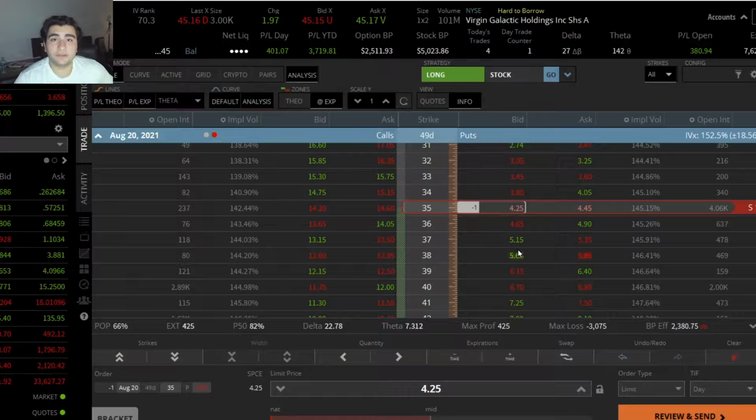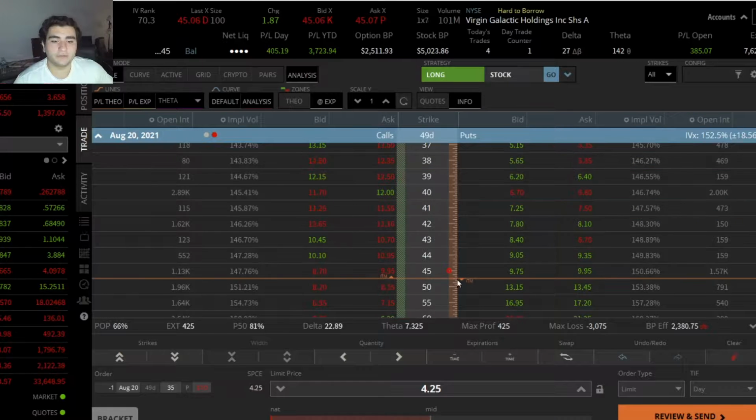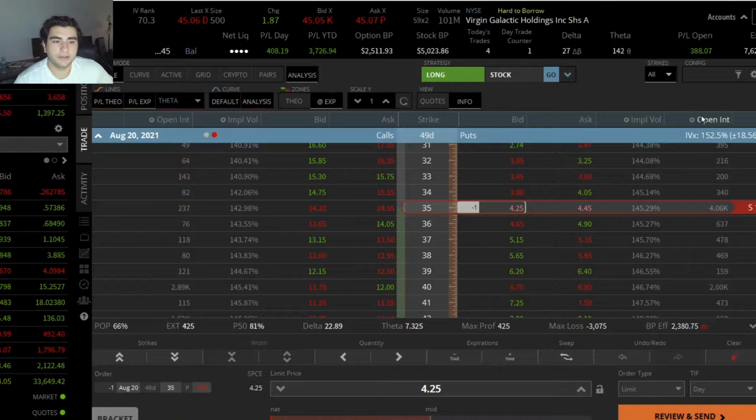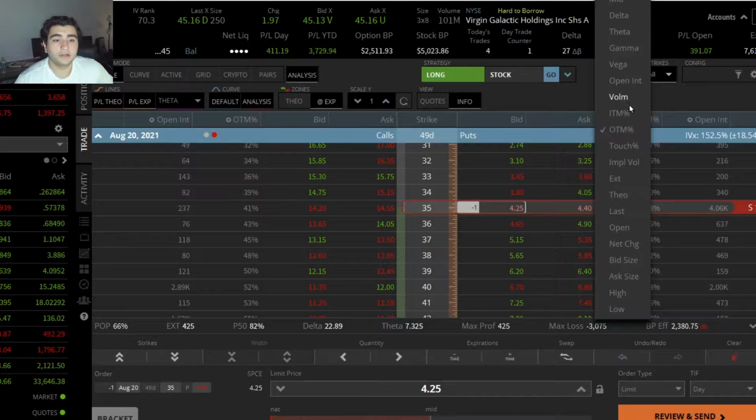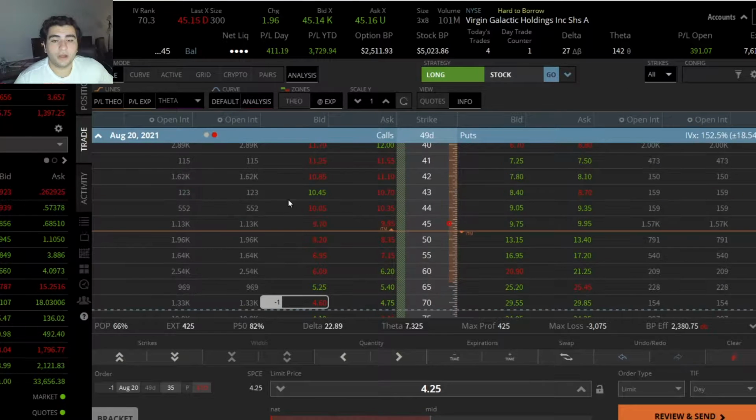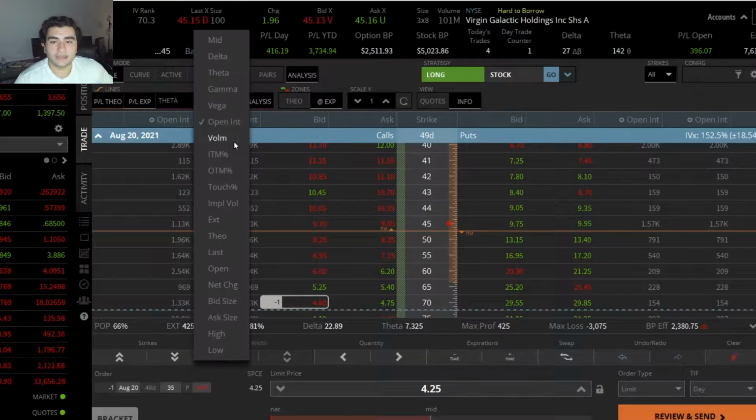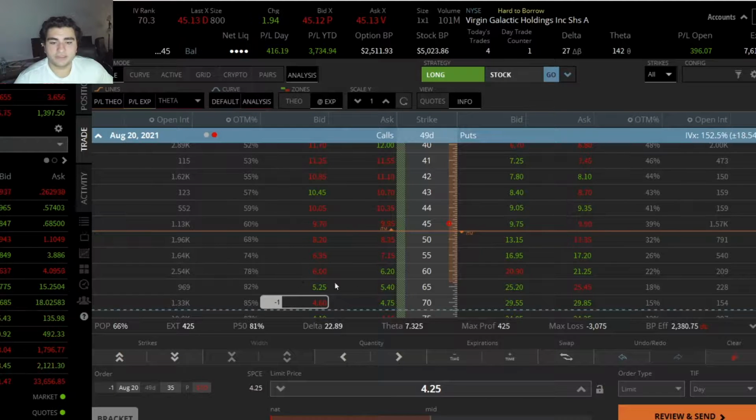Going back to the original example, I am required to buy 100 shares at $35 a share if the buyer of this put chooses to assign. Right now, Virgin Galactic SPCE is trading at $45 a share roughly. So this put is $35 per share. So right now this put is out of the money, as we see the in the money, out of the money strike line right here. This is out of the money. If we pull out the out of money percentage, we'll see that this is currently calculated as being 58% out of the money. And we are also selling on the call side the 85% out of the money call.